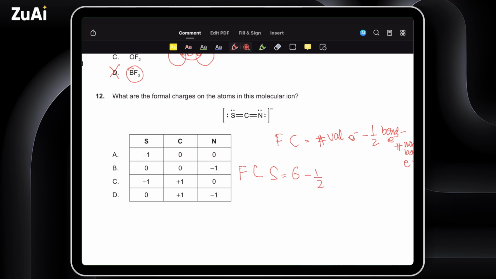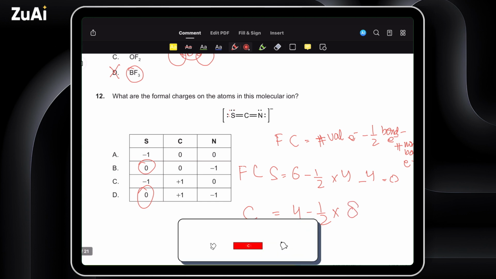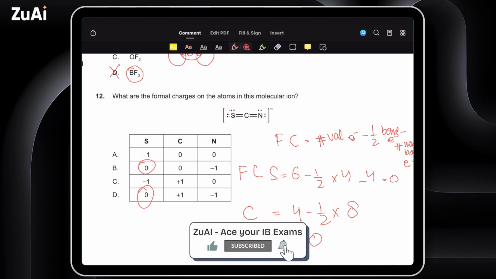Bonding electrons are 4, you can see, and minus non-bonding electrons 1 2 3 4, so 4. So the formal charge is 0 for the sulfur. For the carbon, 4 minus 1 by 2 multiplied by 8, and there is no non-bonding, so the charge should be 0. So that's why B is the answer.